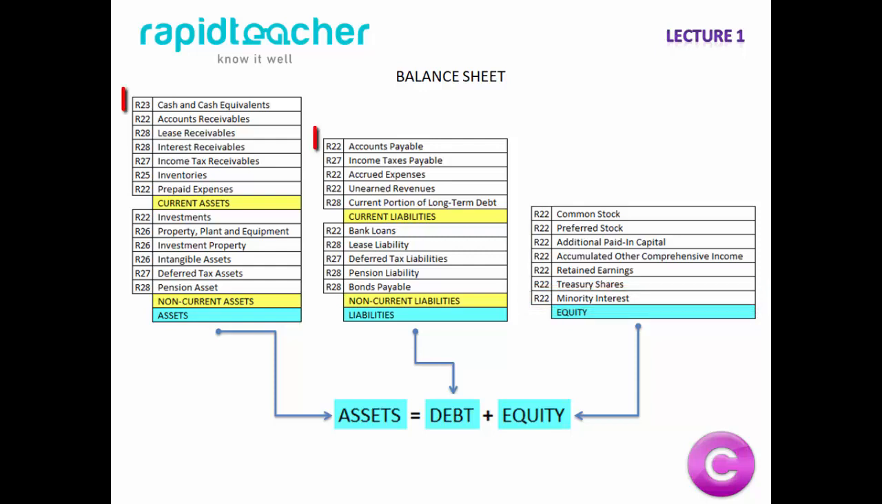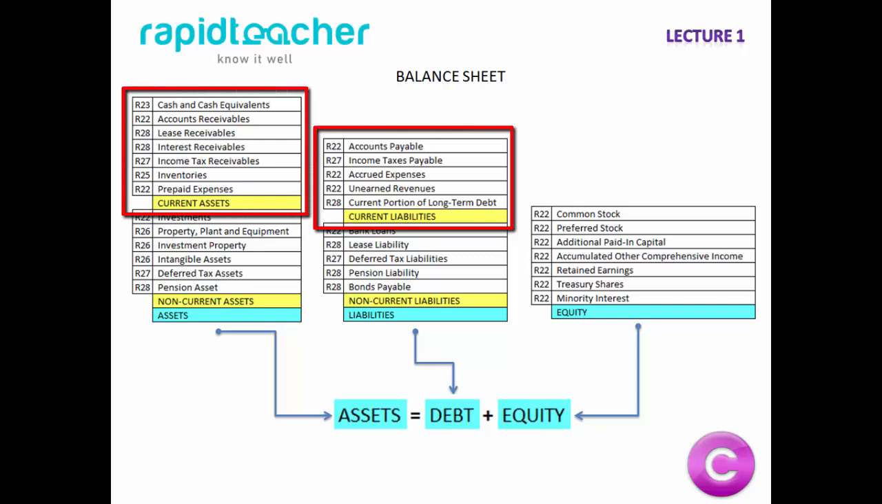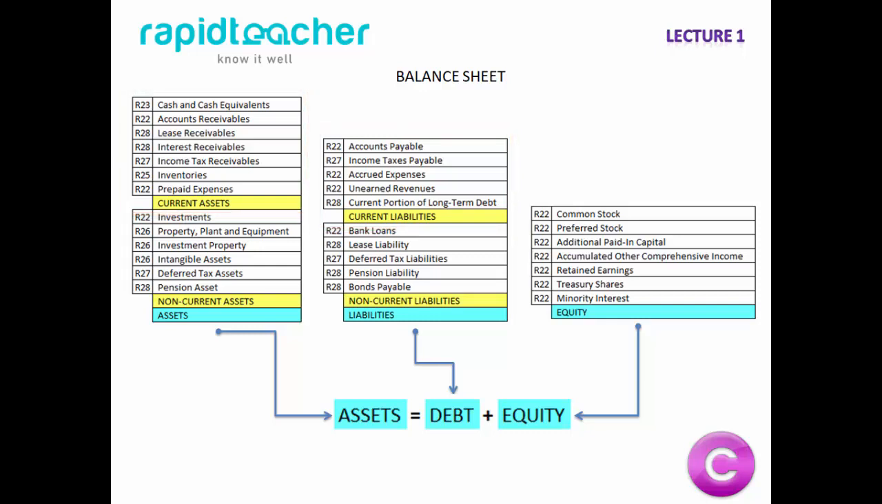The order of presentation of the different assets and liabilities within each grouping, incidentally, is also according to liquidity, that is, the speed of their conversion to cash. For example, receivables is one step closer to cash than inventories, so receivables is said to be more liquid than inventories.